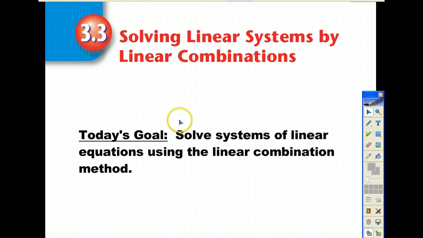All right, so today we're going to look at the third method that we'll use for solving linear systems, and that method is called linear combinations. So what we're going to do today is walk you through that over the next couple of days, actually.